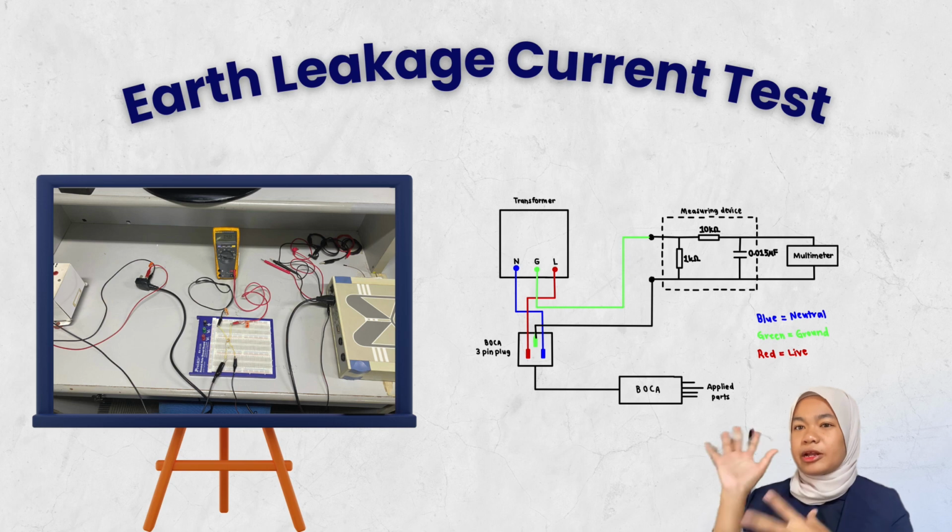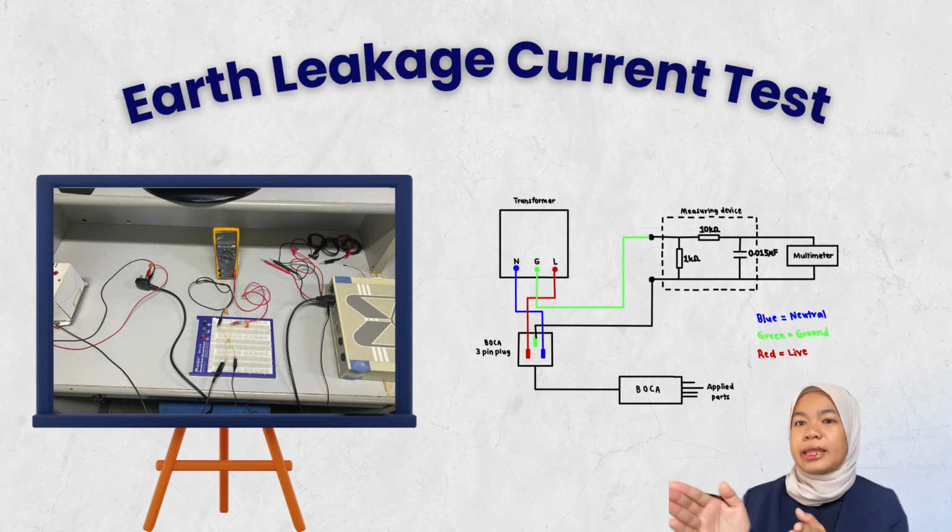From the circuit diagram above, the earth connection of the measuring device is linked to the earth pin of the Boca device, which corresponds to the ground of the Boca's power cord. Then, another earth connection from the measuring device is established with the earth pin of the transformer. The live and neutral pins of the transformer are aligned in accordance with the Boca pins. The remaining two connections from the measuring device are attached to the multimeter.